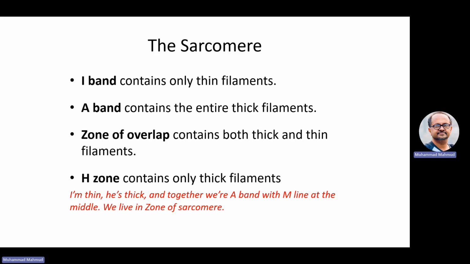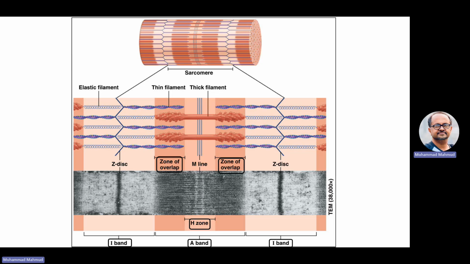So this is how to interpret this. I'm thin means the I band, which includes only the thin filaments. He is thick means the H zone is for the thick filament only, and the A band includes the whole thick filament, including the zone of overlap. The M line will be at the middle, and from Z to Z is the area of the sarcomere. So you can try this way or your own way to understand those different types of bands, zones, and lines.